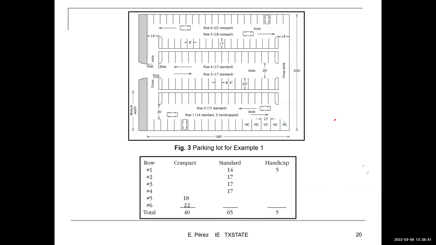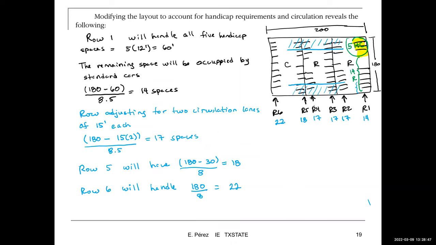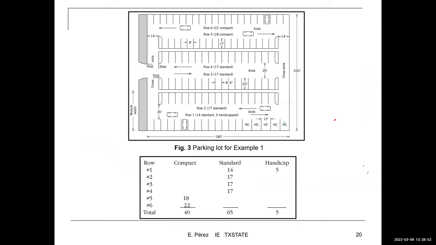So if we go to the last slide, you'll see this is the nice configuration. This is what I'm trying to replicate here. This is my kindergarten drawing, and this is the nice one. So you see, we get the same circulation lanes. We have the handicap spaces here. We have row 2, row 3, row 4, row 5, and row 6, 22. And the total number of spaces is here. We have 40 compact, 65 standard, and 5 handicap. So a total of 110 spaces, and we were shooting for 100.